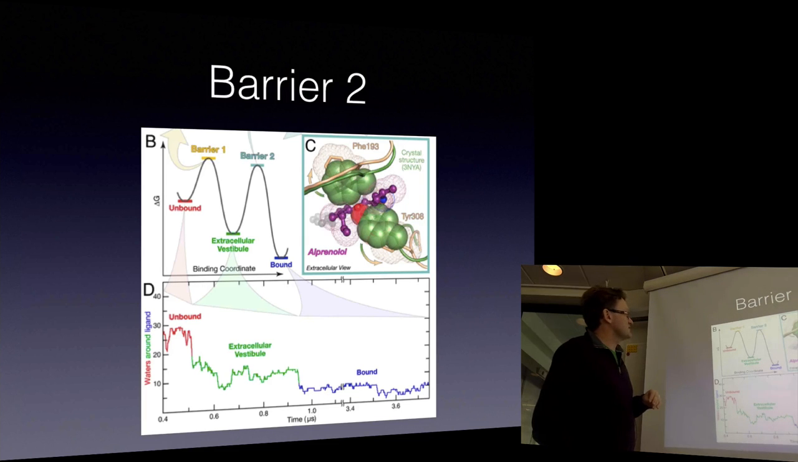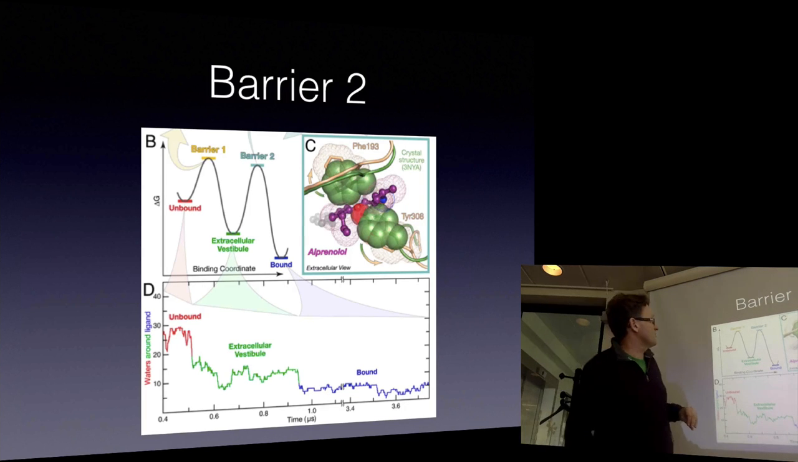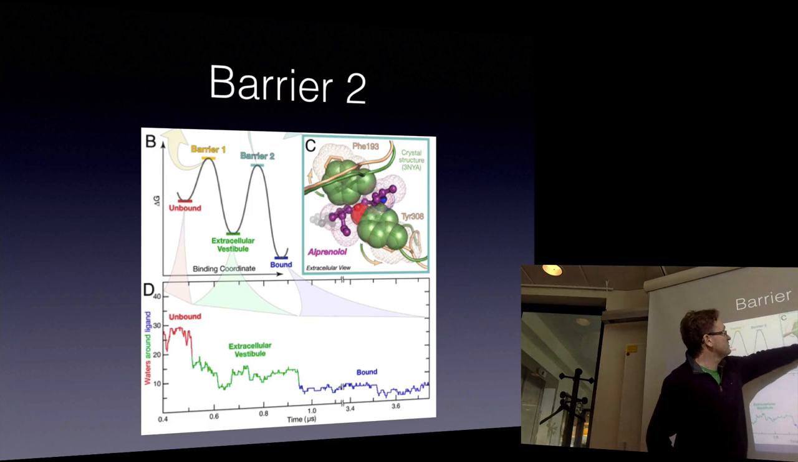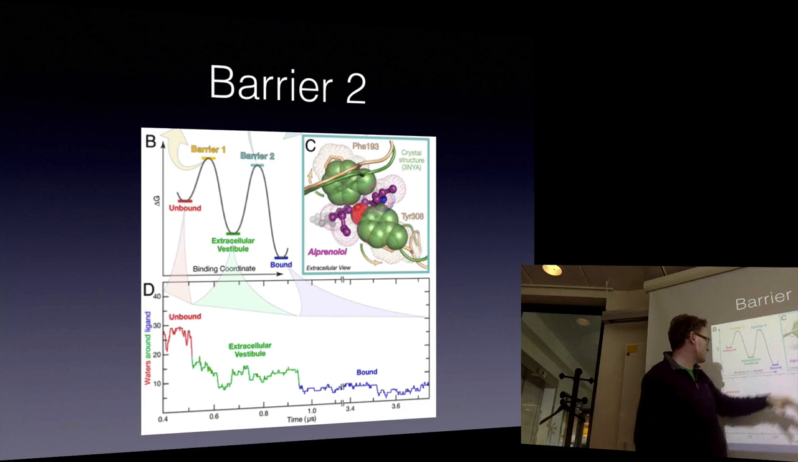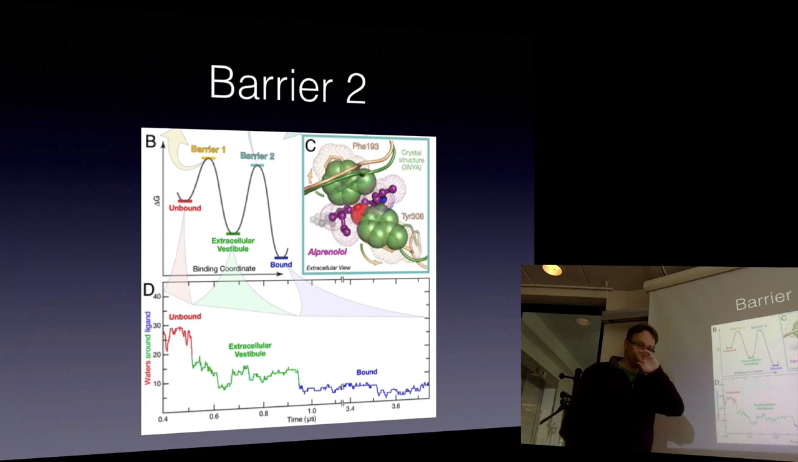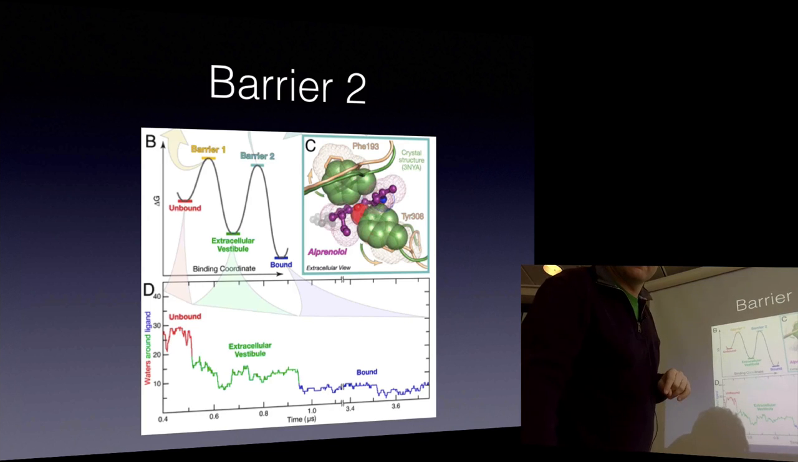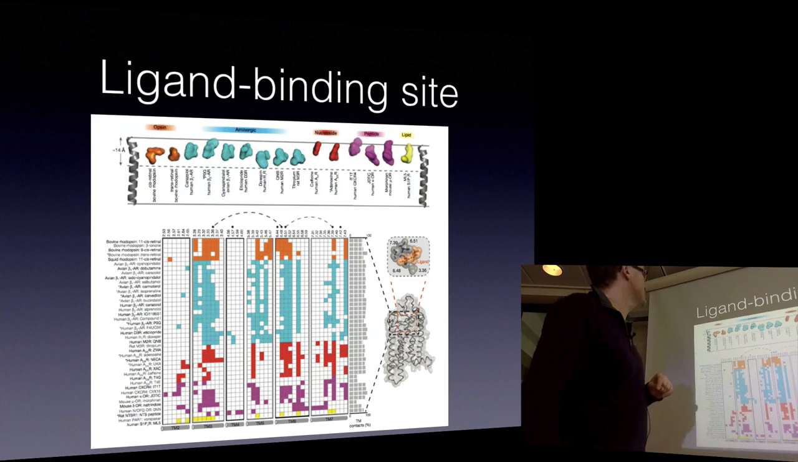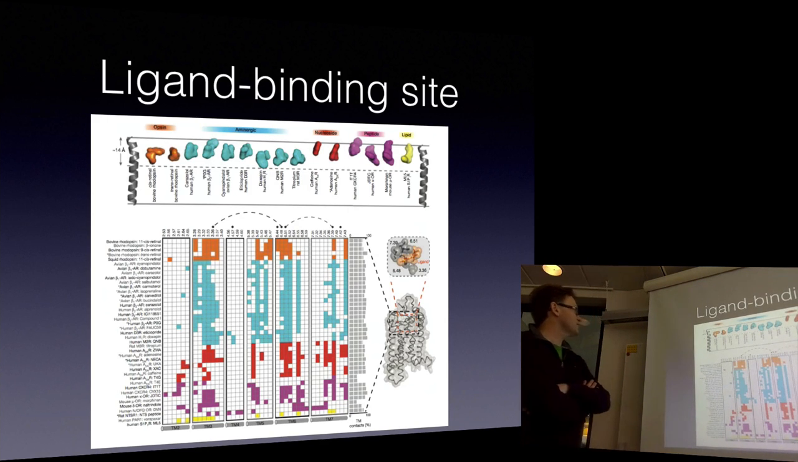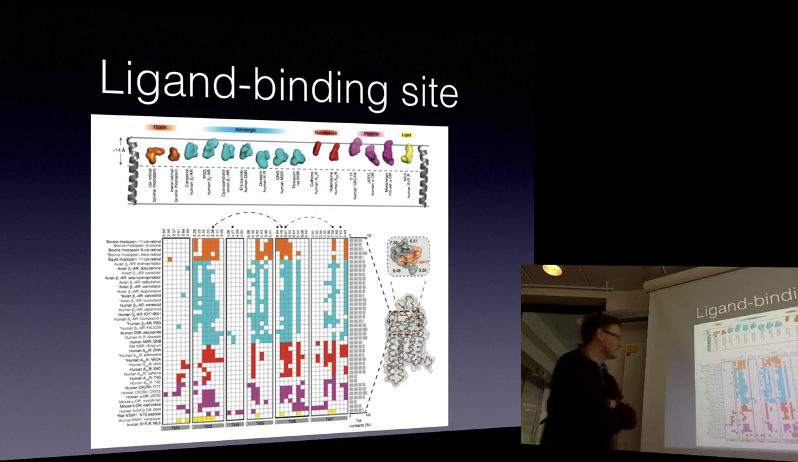And I think this is just a second barrier where they're showing how, in this case, the alprenolol, this has to do with phenylalanine side chains flipping around to eventually make it possible for the molecule to move down. I won't go into too much detail about that. The neat thing that you can do with simulations, though, that you can't just do with docking, is that suddenly we can start to correlate things with lots of different types of compounds and everything.